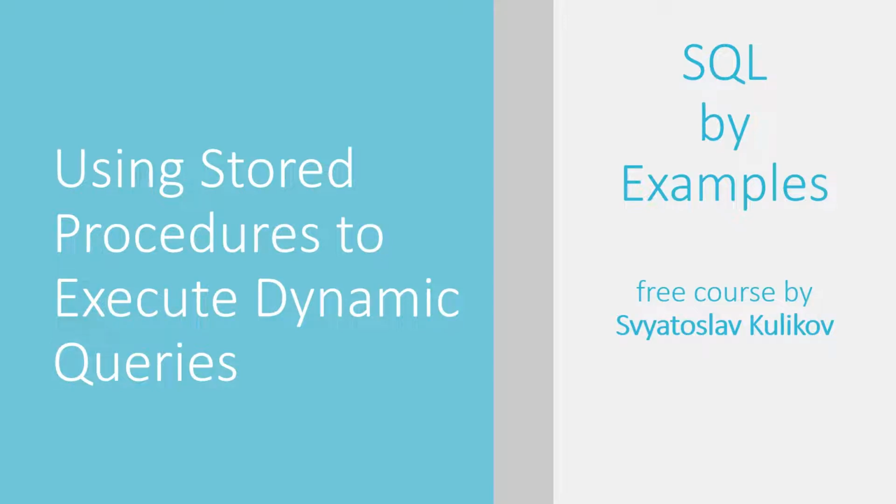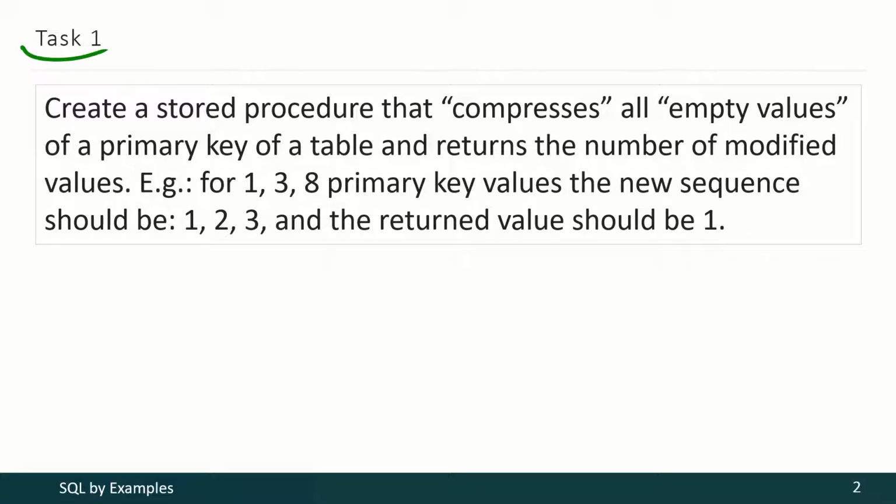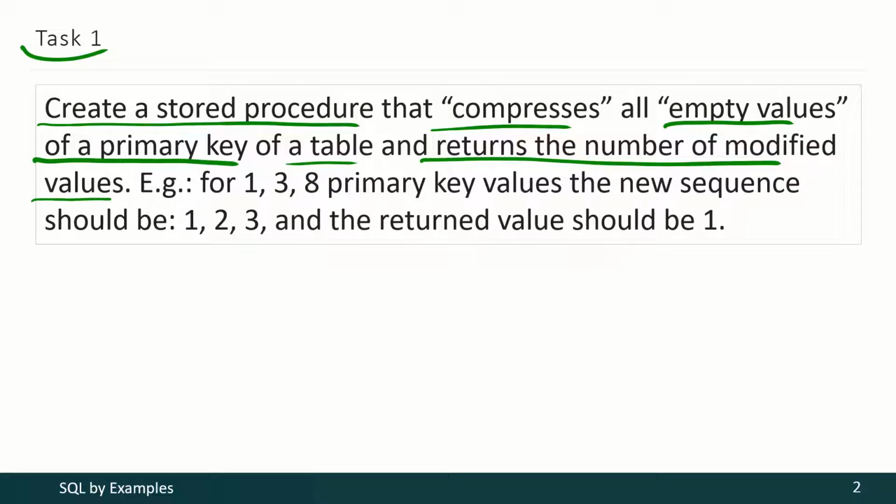In this video we shall discuss how to use stored procedures to execute dynamic queries. In the first task we have to create a stored procedure that compresses all empty values of a primary key of a table and returns the number of modified values. So for instance, if a table has such values of a primary key, the expected result is this.